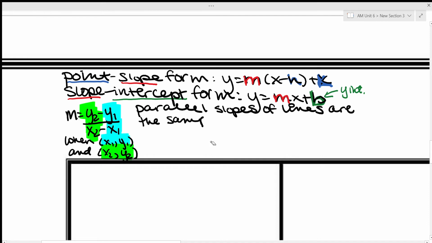Perpendicular slopes are the negative reciprocal of one another.